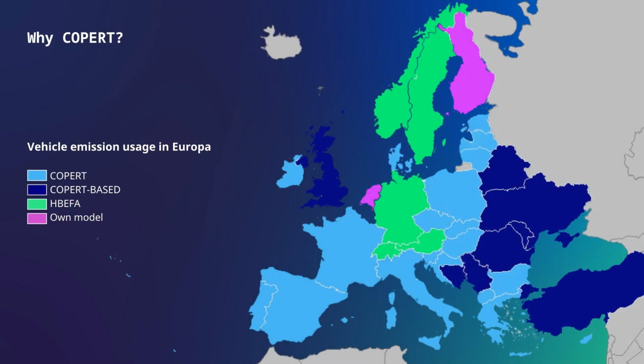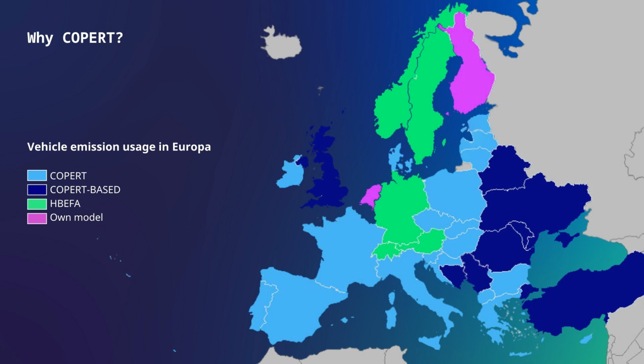So why did we integrate COPERT? For more than 10 years, we have supported HBEFA in Visum, a similar tool as COPERT. But as you can see from this map, HBEFA is used in some countries only, and most countries in Europe use COPERT or a COPERT-based approach to calculate emissions. So COPERT is the standard EU vehicle emissions calculator, now also supported in Visum.